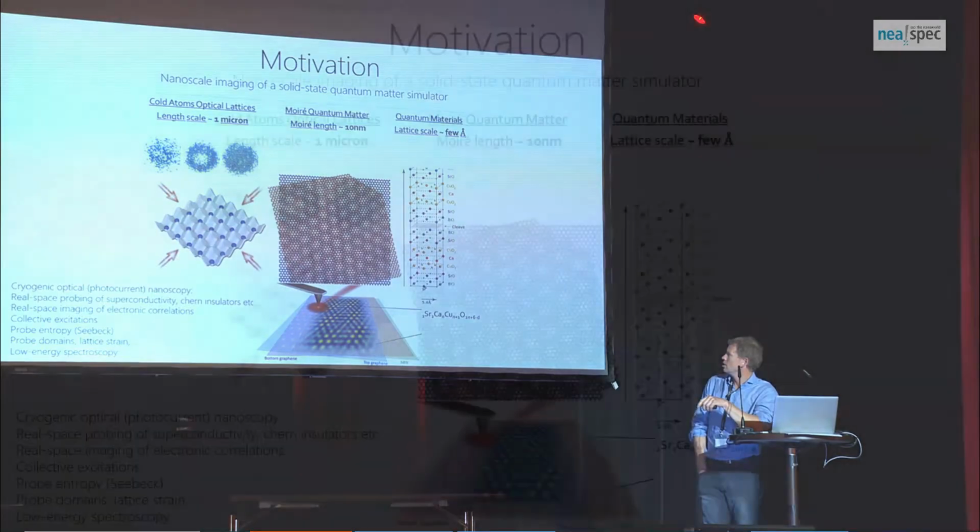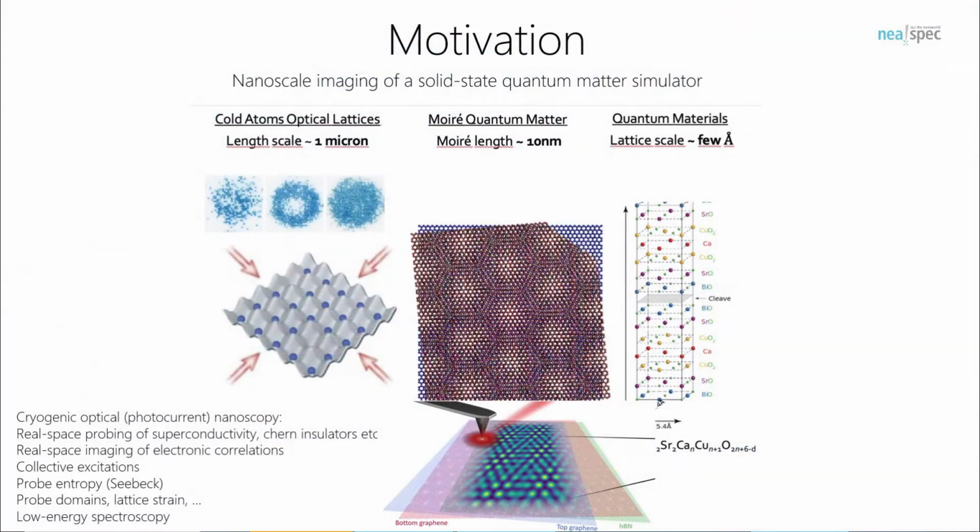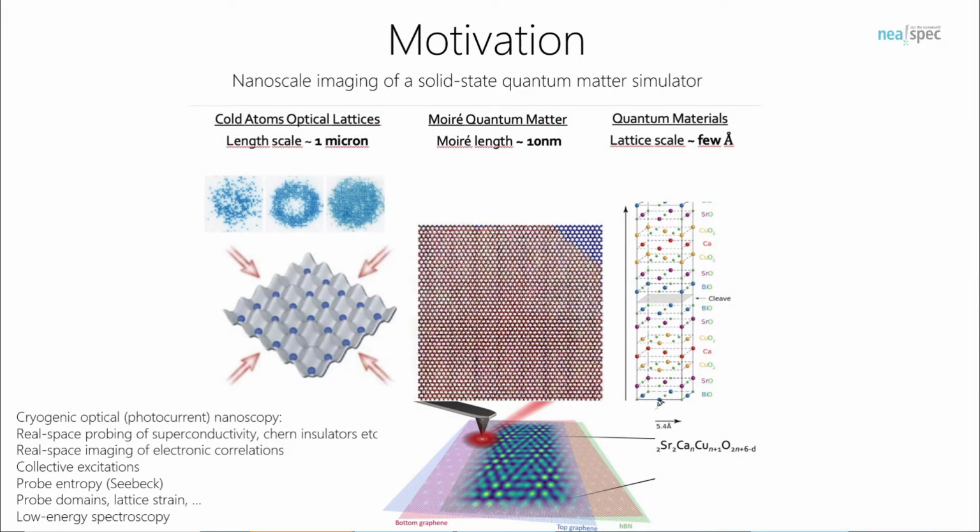And this is what I believe we can do with cryo near-field microscopy, is to really probe this system at the scale of the moiré unit cell. And it's 10 nanometers or 20 nanometers, so it will be challenging, but I do believe that we're going to get there. And then we are able to probe lots of phenomena in real space, like superconductivity, topology, but also collective excitations.